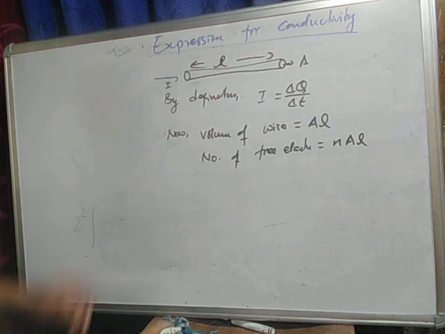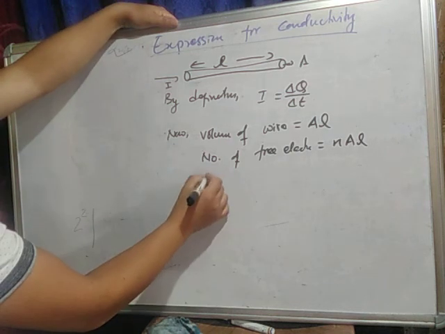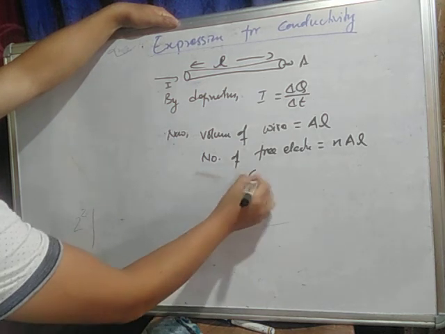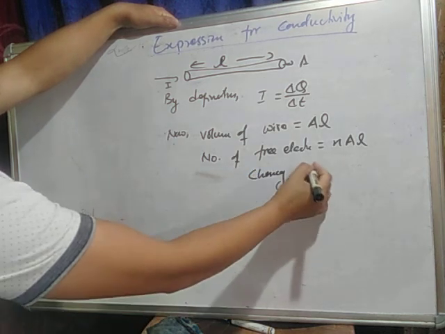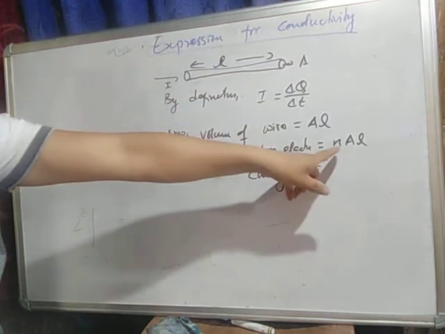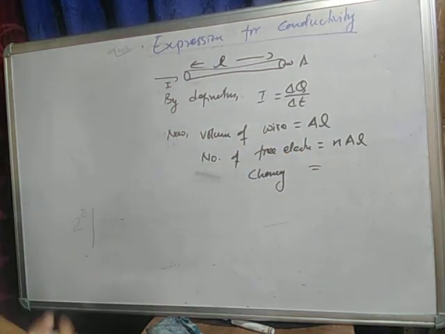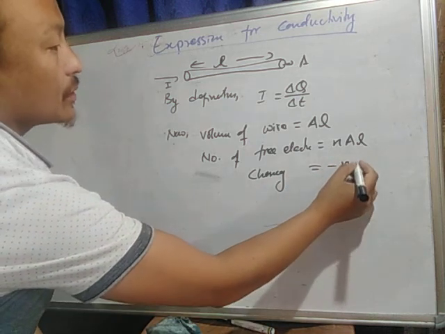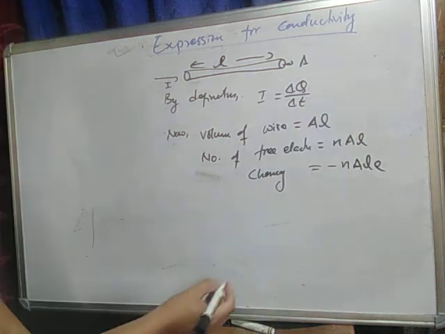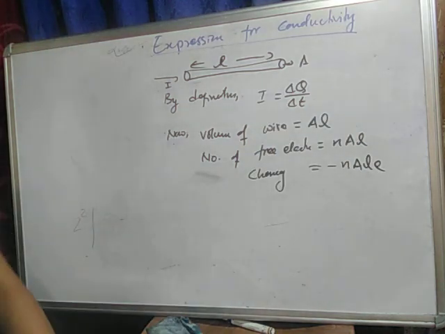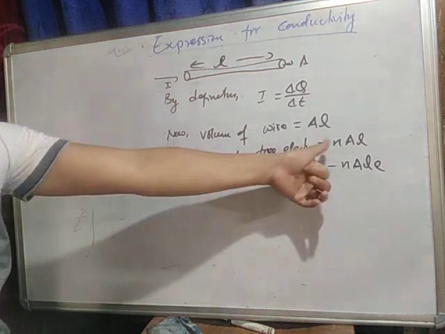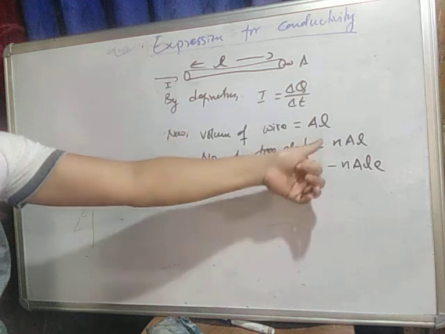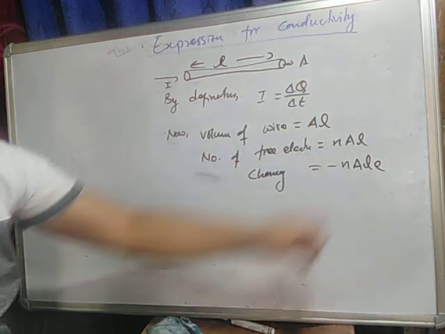Clear? Now the number of charge, or just write charge per unit volume, how much? In one volume there is number of electrons n, so how much would be there? e times, isn't it? So minus n A L e. So these lines are very important. So number of charge: n number of free electrons is there, so n number of e is there, isn't it? n e.